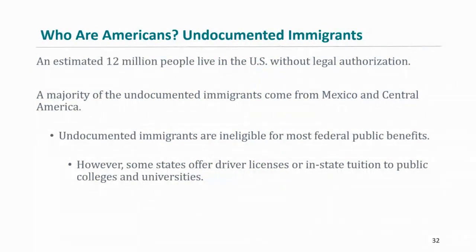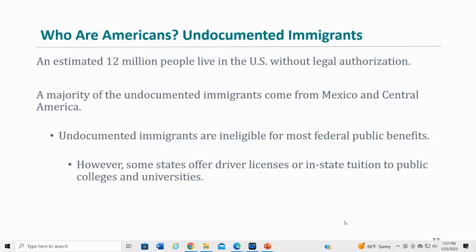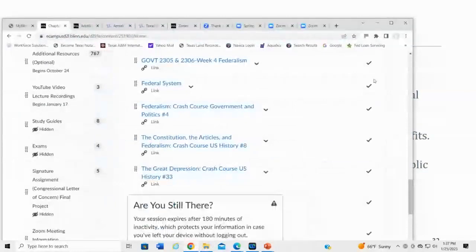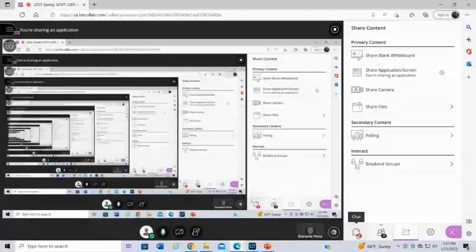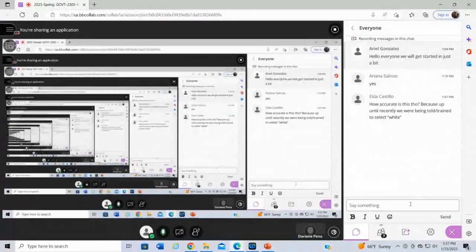Okay. So again, let me see. There was a question in the chat here, really quick. Oh, sorry about that. Question in the chat: how accurate is this though, because up until recently, we were being trained to select white? Well, yes, Aldo, that is correct. This is more of a recent development, because you absolutely are right. Back in the olden days.